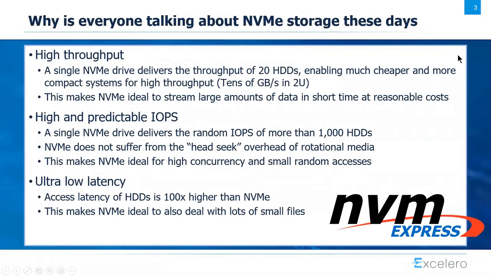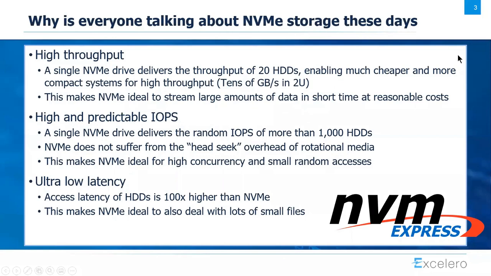So for starters, why is everyone talking about NVMe storage these days? As you probably know, an NVMe drive provides extremely high throughput. Comparing it to the performance of classic spinning disks, you get the performance and throughput of about 20 spinning disks out of a single NVMe drive already, which means you can easily build a solution that provides tens of gigabytes per second already in very small 2U systems and at a much cheaper price than you would pay for the same performance with spinning disks.